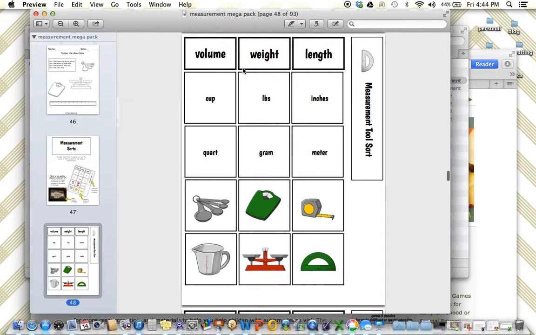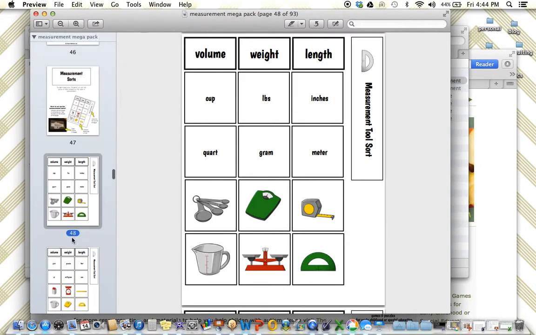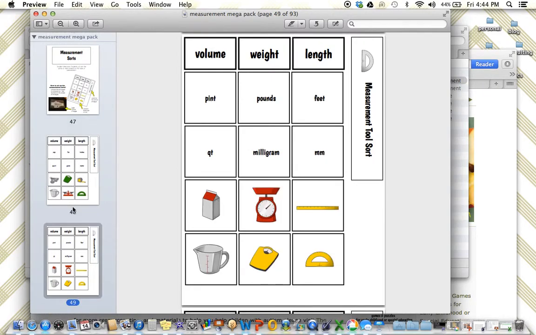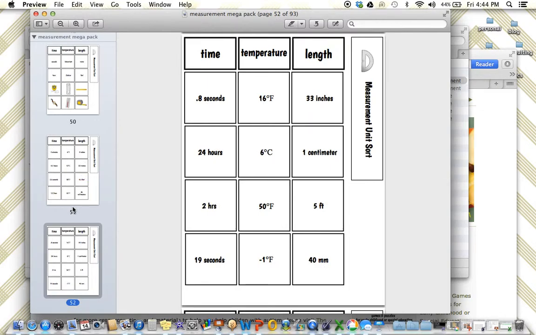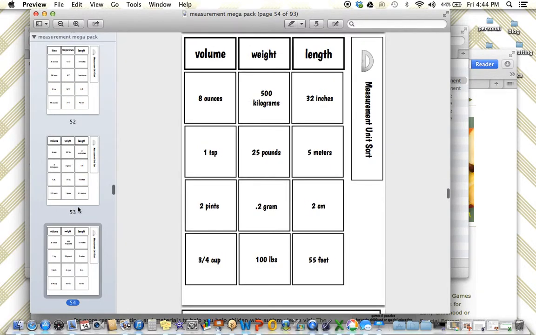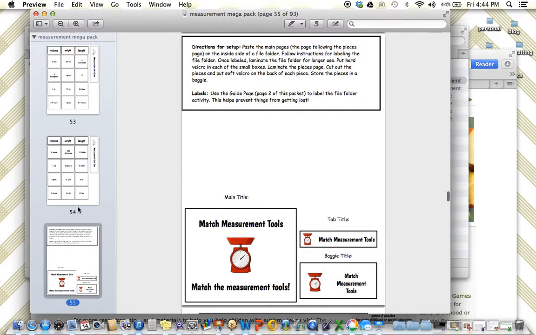So when students do these, they'll pull them all out, and they'll have to put all the things about volume under one column, all the things about weight, and all the things about length. So this is really great to coordinate in their minds and teach students how to organize and discriminate and put things that are similar together for certain reasons. So here's even some with quantities. So a bunch of different versions of that.